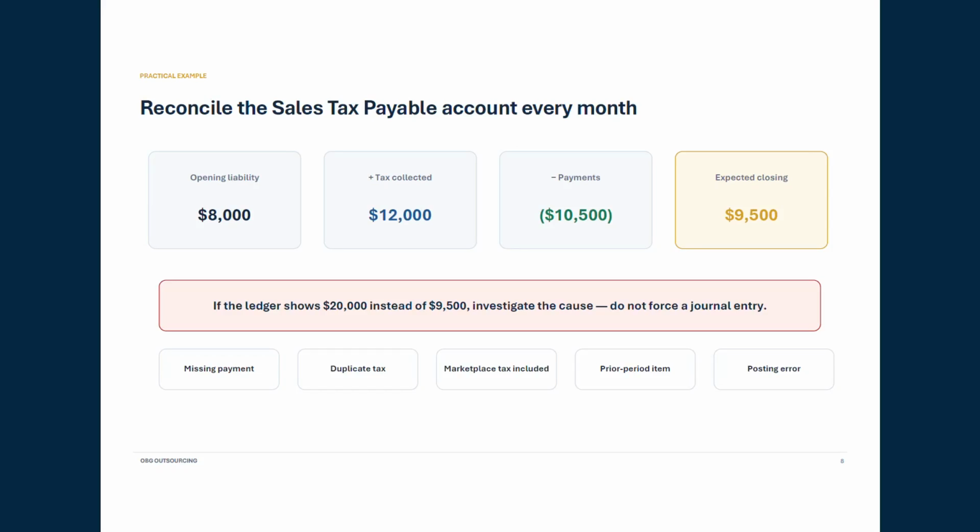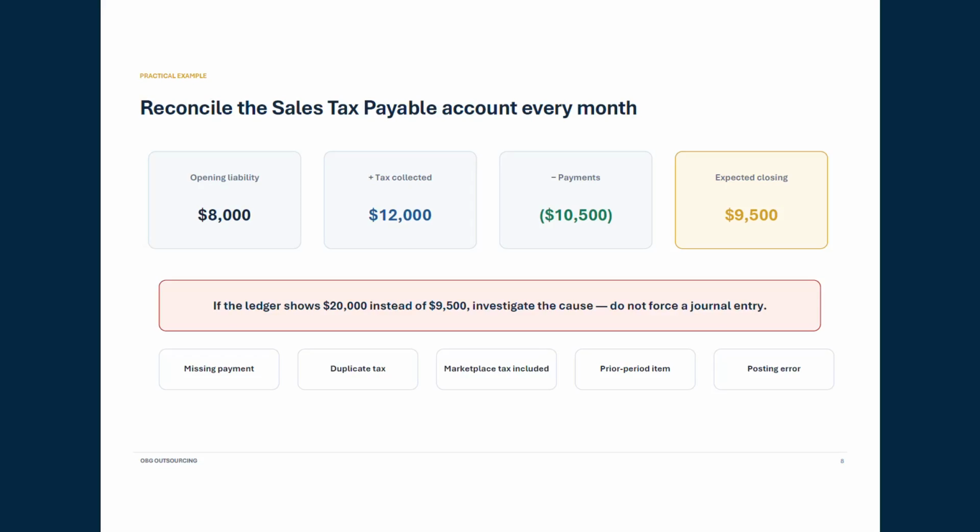It then pays $10,500 to state authorities. The expected closing balance is $9,500, subject to timing and valid adjustments. If the ledger shows $20,000 instead, do not force a journal entry just to make it match.